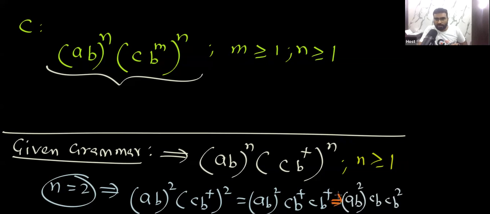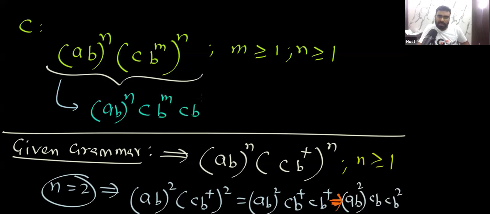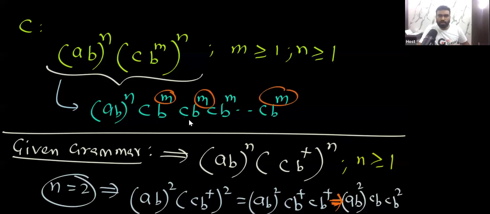Please tell me, is this point clear? I should be able to generate this string ab power 2 cb then cb power 2. But actually from option C you cannot generate. What option C will generate is like this: ab power n, and then cb power m, cb power m, cb power m, cb power m. Can you see what the mistake in option C is? Tell me, can you see the mistake in option C?